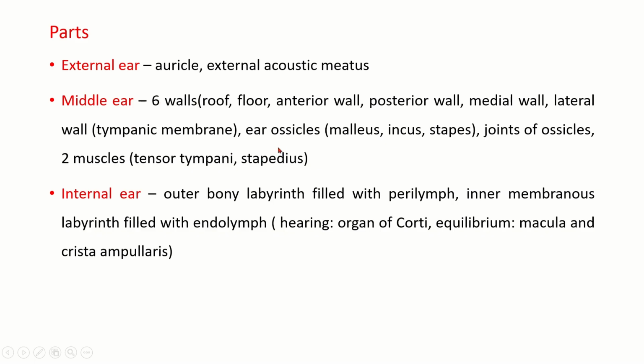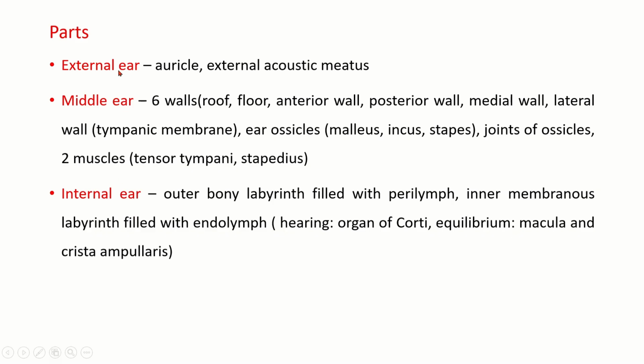The middle ear also consists of ear ossicles, namely the malleus, incus, and stapes, and there are joints between these ossicles, and there are two muscles, the tensor tympani and stapedius, and additionally some nerves. The internal ear is mainly made up of an outer bony labyrinth which is filled with the perilymph. This perilymph separates the bony labyrinth from the membranous labyrinth, and the membranous labyrinth is filled with the endolymph. Within the membranous labyrinth there are organs of hearing, that is the organ of Corti, and organs of equilibrium, namely the macula and crista ampullaris.